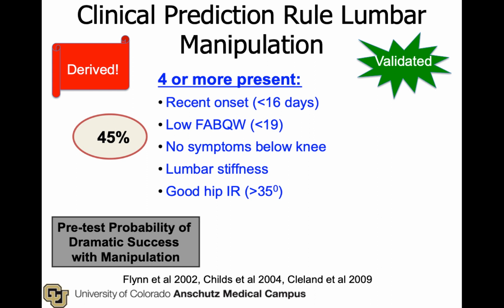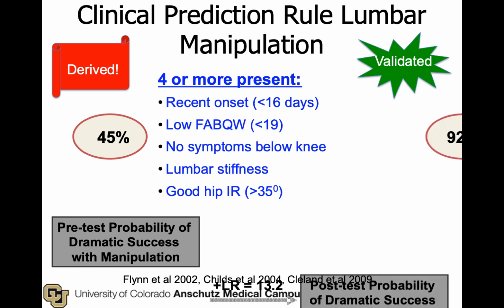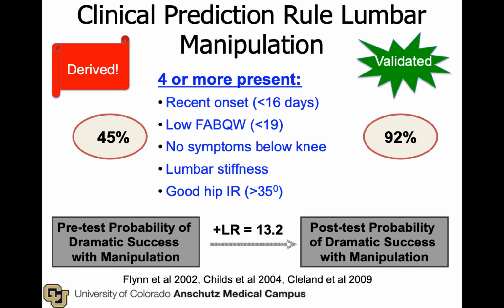So then they looked at those individuals, what did they have in common that predicted this success compared to the ones that were not successful with the treatment. And this is where they came up with these 5 criteria: the recent onset, low fear avoidance, no pain below the knee, lumbar stiffness, and good hip internal rotation. If they had at least 4 of those findings, the post-test probability was 92% of a successful outcome, which again was a 50% reduction in disability within 1 week, with a positive likelihood ratio of 13.2.